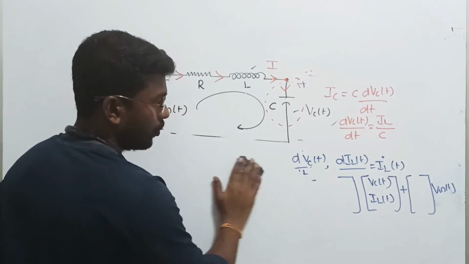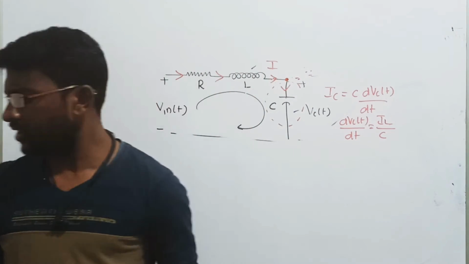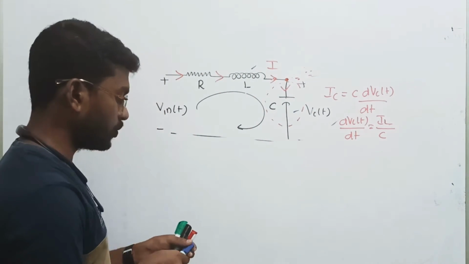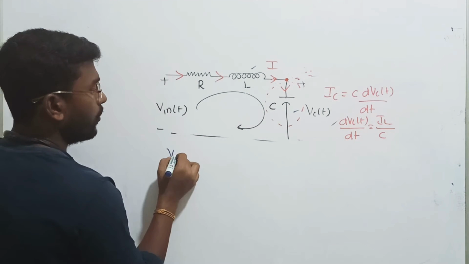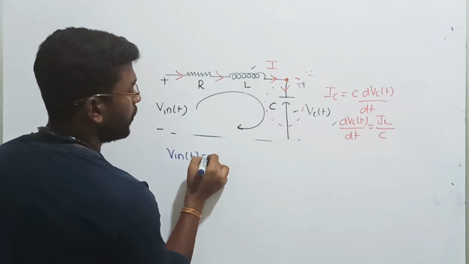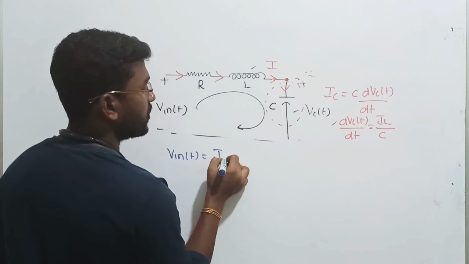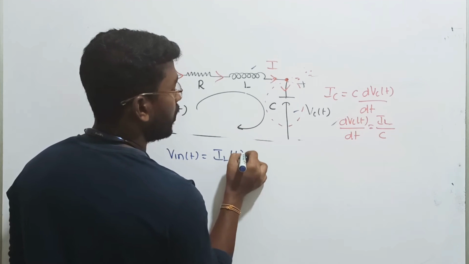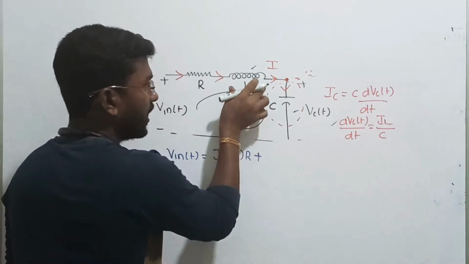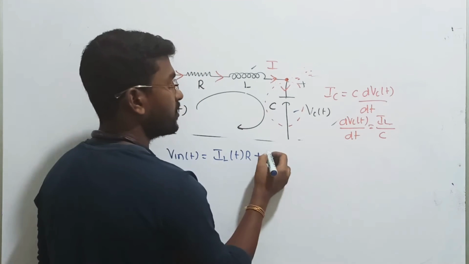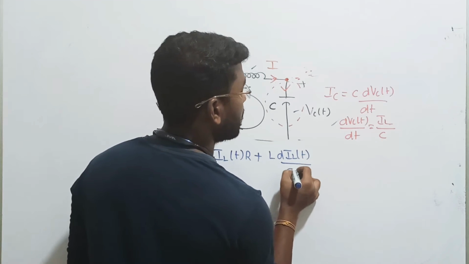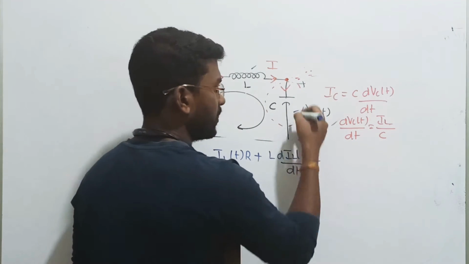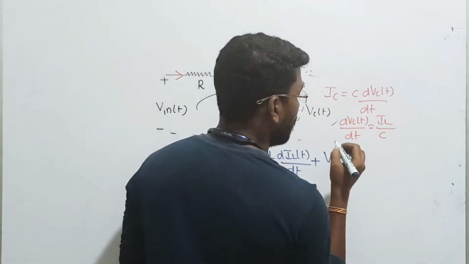Now we know how to write these equations, right? Later I will write. First I have to complete this one, because we have already found dv of t by dt. Now if we apply KVL, input voltage v of t should be equal to the voltage drop across the resistor, IL of t into R, plus the voltage drop across the inductor, L into dIL of t by dt, plus the voltage drop across the capacitor, simply VC of t.